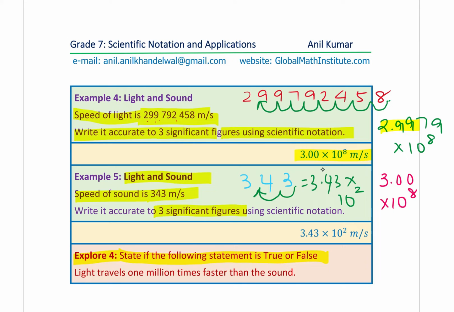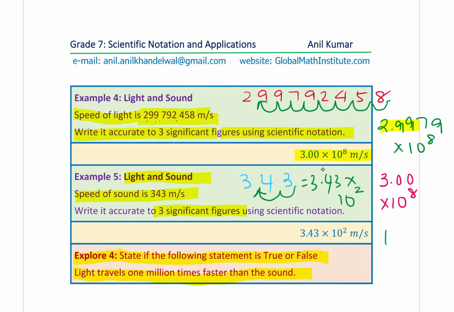The statement for you is: light travels 1 million times faster than sound. Oh my God, is it true? How do we figure this out? You can pause the video and answer this question. Does light travel 1 million times faster than sound?